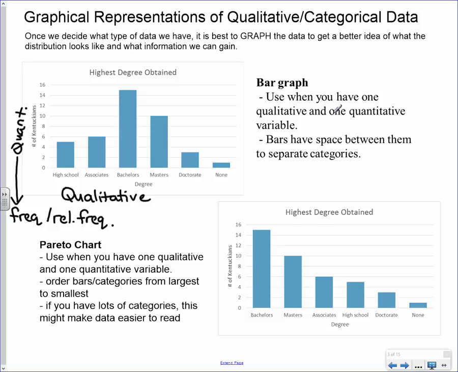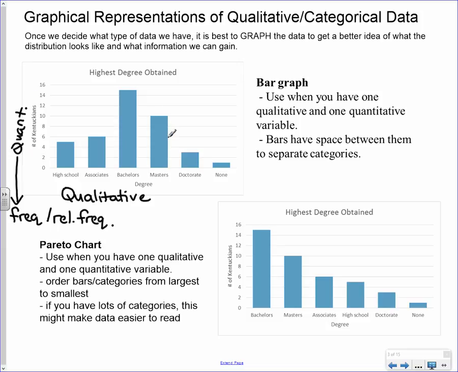You're going to use this when you have one qualitative and one quantitative variable. The qualitative variable is going to go down here on the x-axis, the horizontal axis. In our case, we were doing degrees, what your highest degree obtained was. So that's going to be our qualitative data. The quantitative variable is just our frequency or our count. Over here you see we did this with frequency, but we could have also done it with our relative frequency or percentages, but we just chose to do the frequency or the count.